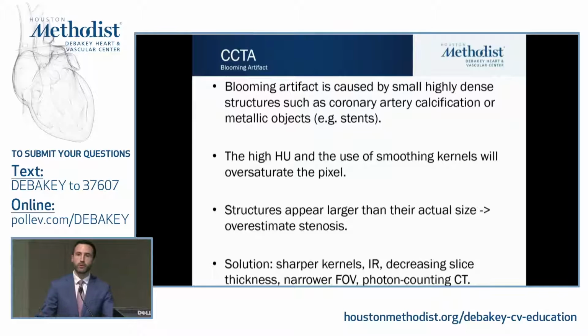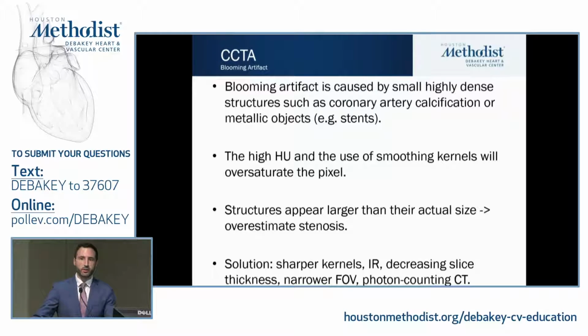So the smoothing kernels, basically what they do is that they reduce the noise, but at the expense of reducing spatial resolution. Sharper kernels will do the opposite. They will increase noise, but they will improve lumen visibility so that we can see the lumen a little bit better.